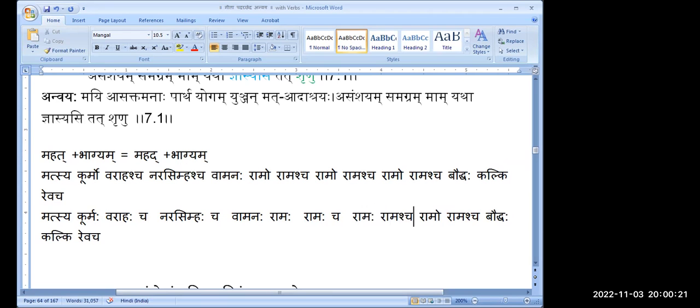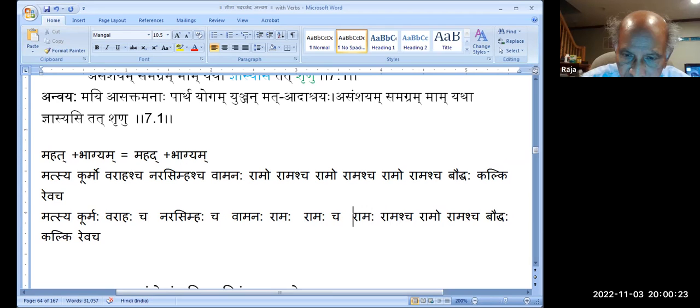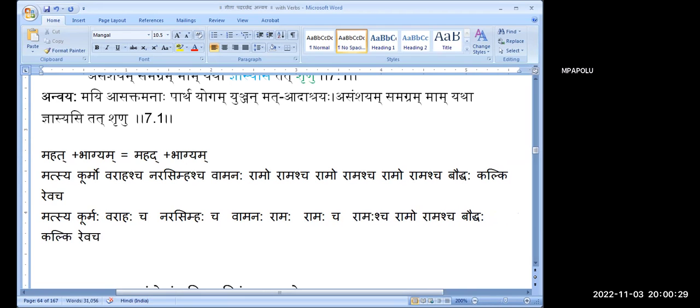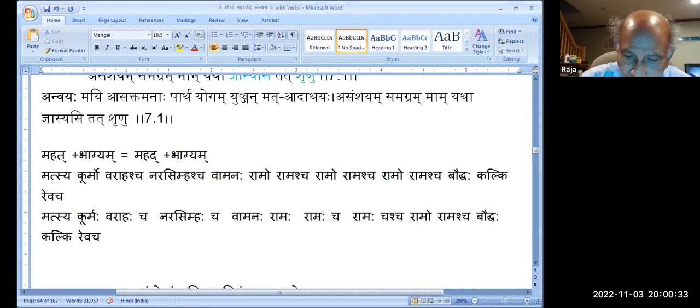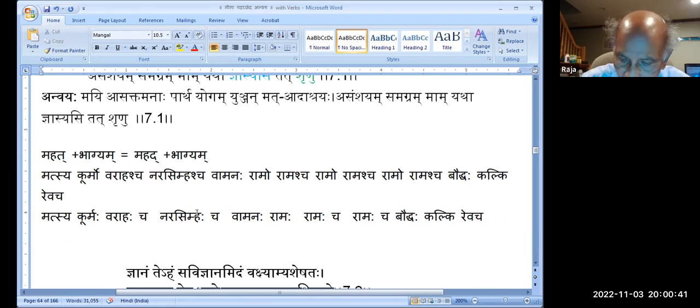I think two Ramas are good enough. No, I need three Ramas. Balarama, Rama, who is the third Rama, sir? We'll get to that. Parshurama. Then you don't need another Rama here. Bauddha Kalki Yevacha.